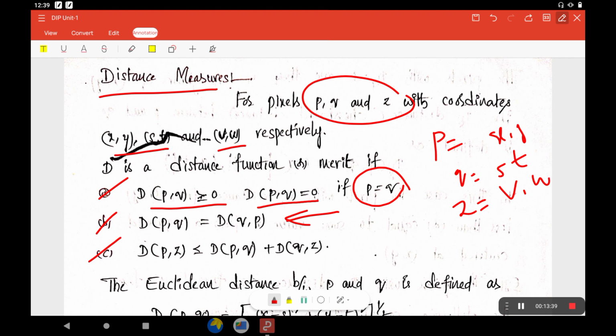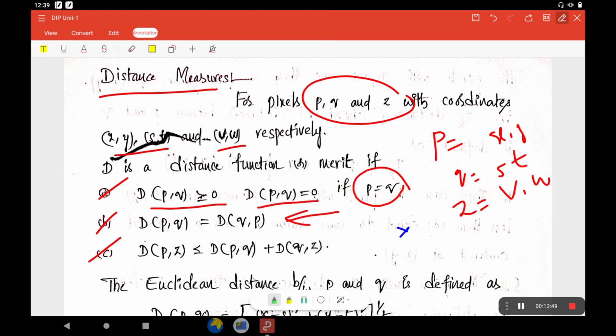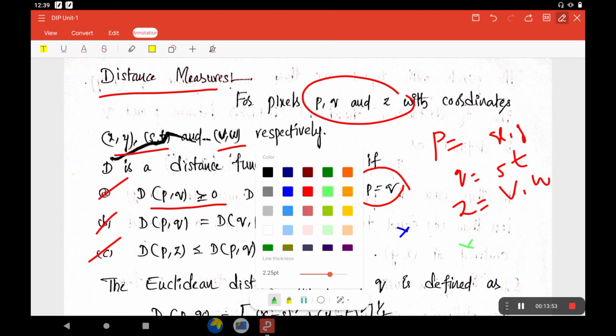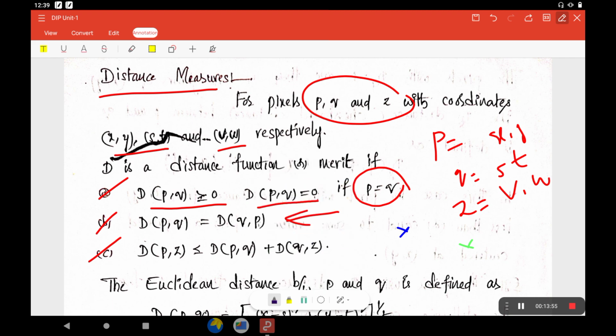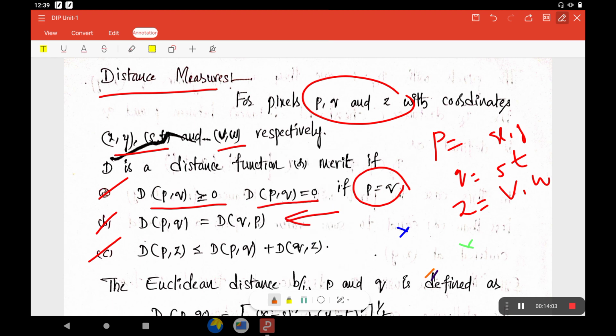Suppose let us consider, I will write down just over here, this is one location, this is also one location. I will represent another one in a different color. Okay, so I will treat it as Z, P, Q.